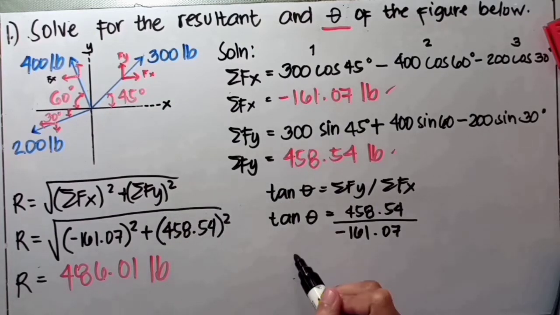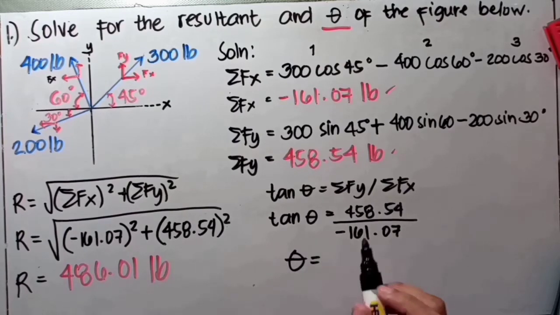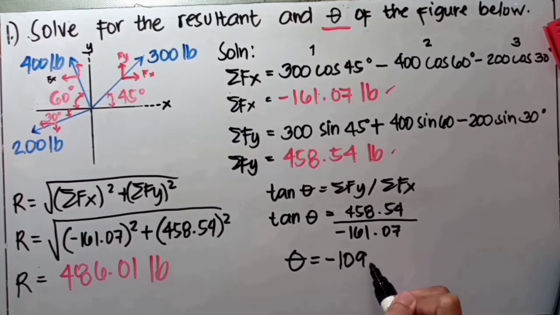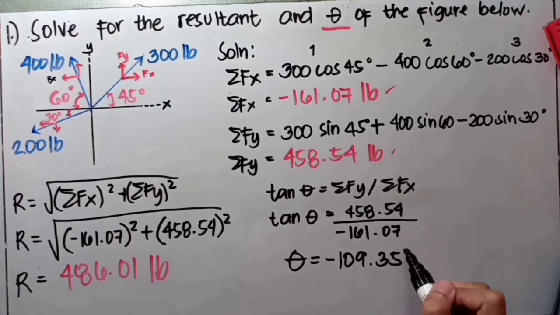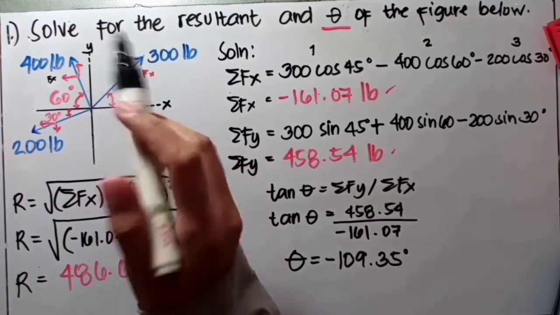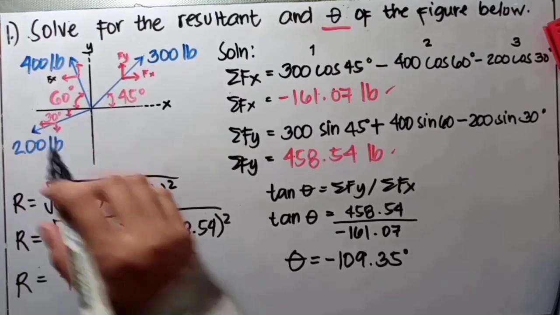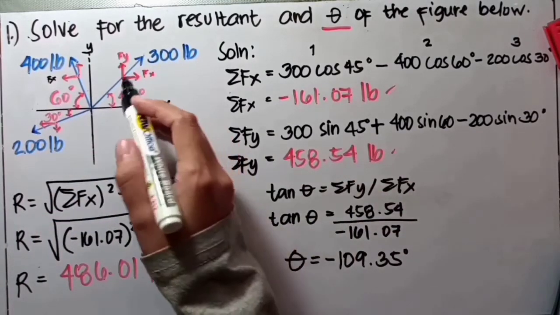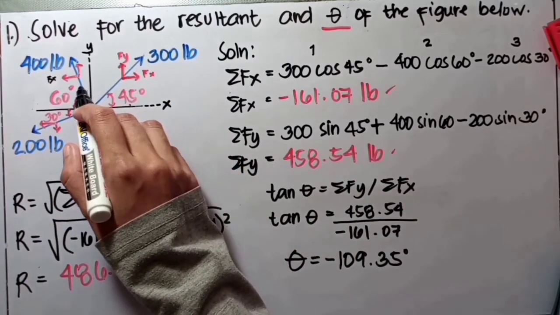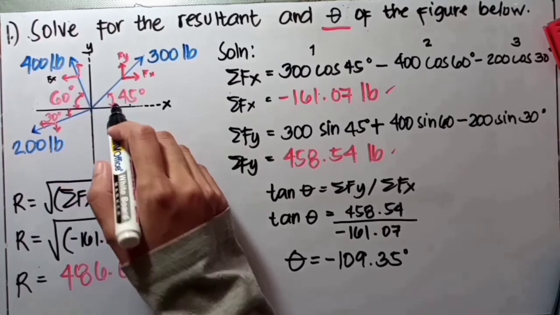So, nakuha natin ang answer na negative 109.35 degrees. So, ibig sabihin, ang angle of inclination ng resultant ay nasa negative 109.35 degrees. So, kung pagbabasehan natin dito sa figure, nasa left part siya. So, kung ima-minus natin, pag mag-start tayo dito from here to here, magiging 109.35.